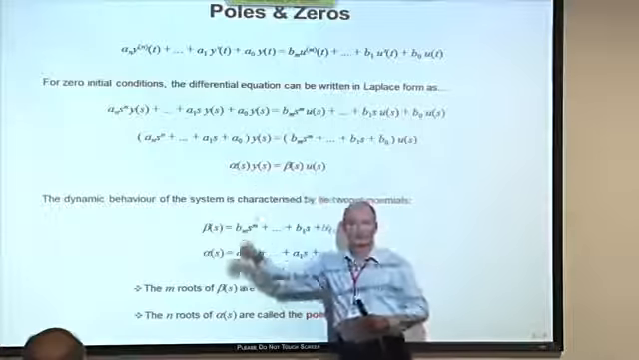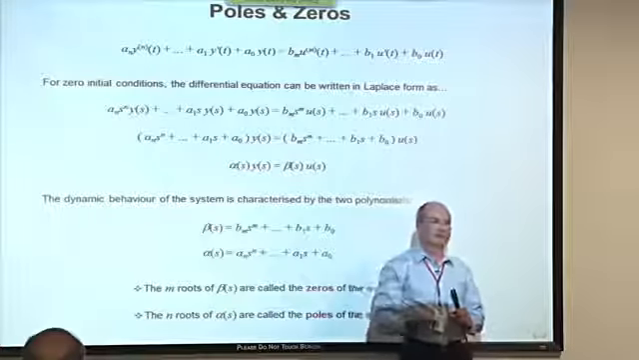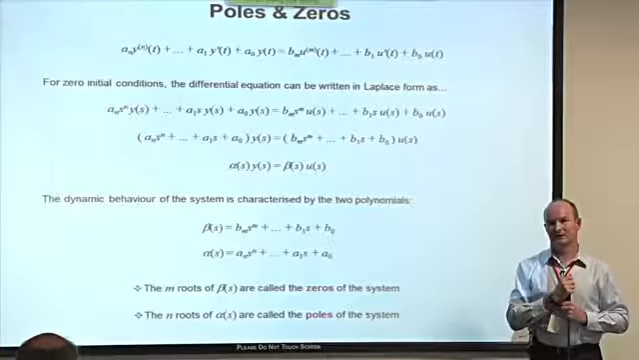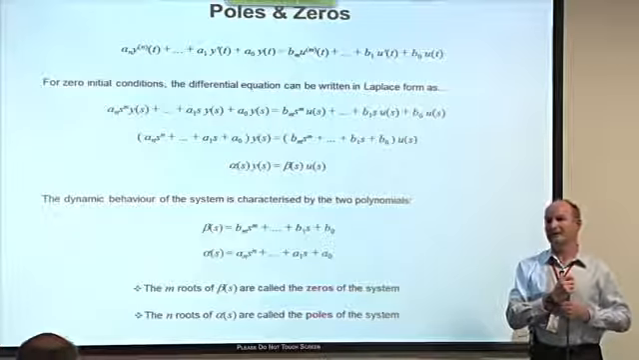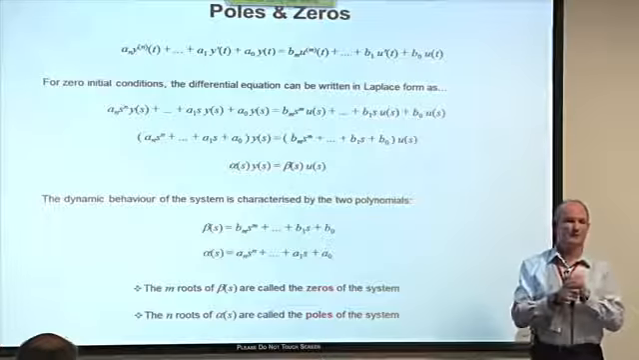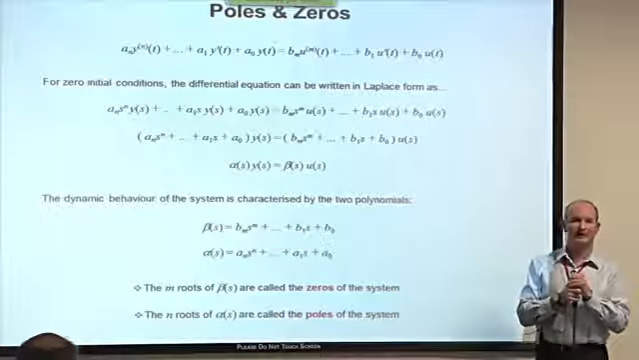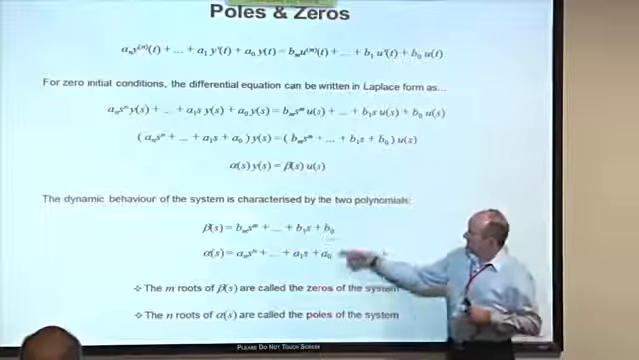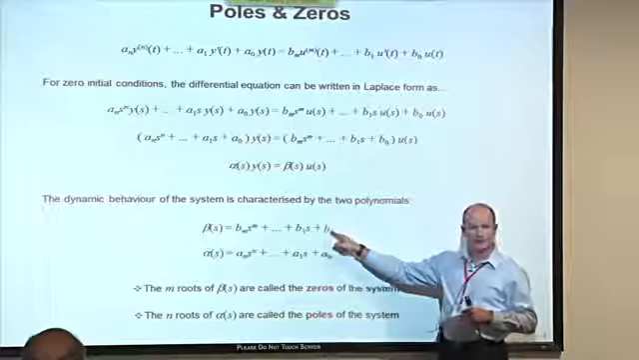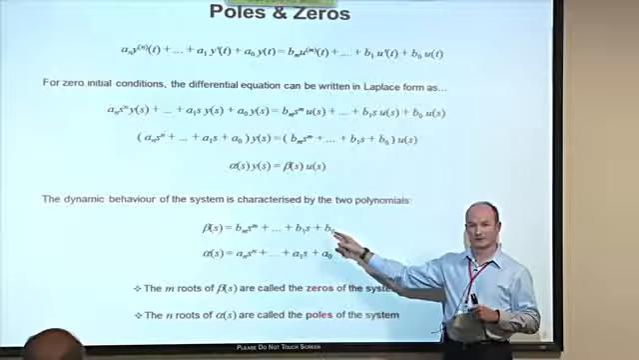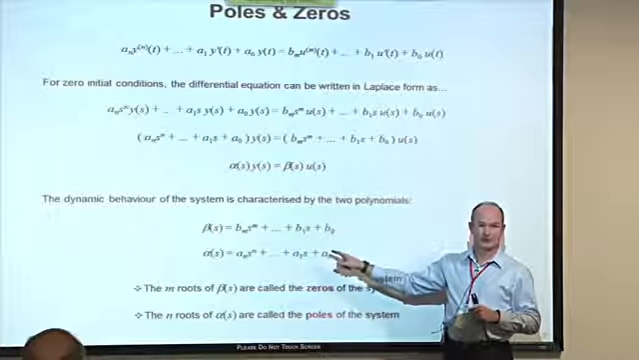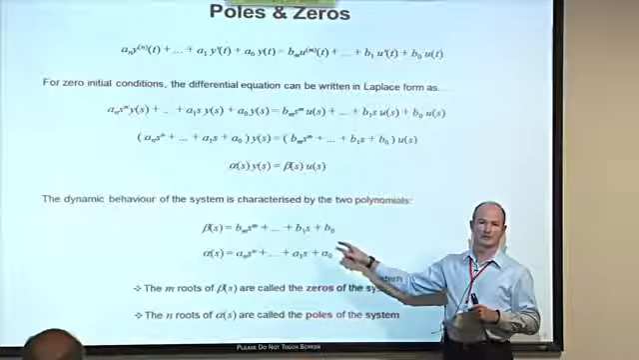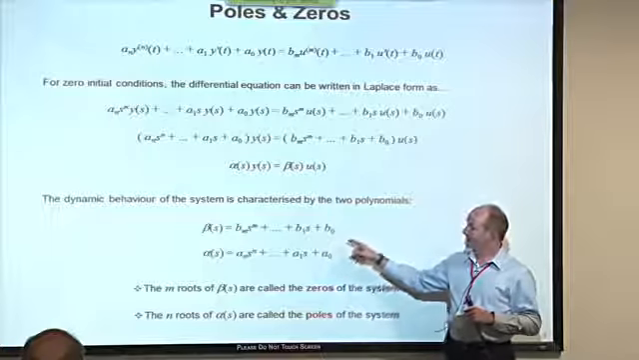Now, like all polynomials, these things have roots. That's the values of the independent variable that make them 0. And in general, any nth order polynomial, n can be any integer you like, will have n roots. And those roots have names. In fact, the roots of the beta of s polynomial are called the zeros of the system, and the roots of the alpha of s polynomial are called the poles of the system. Those things tell us a lot about the dynamics of this system.